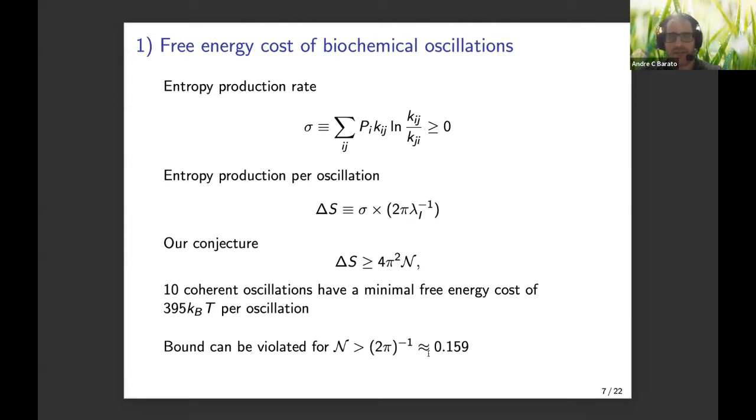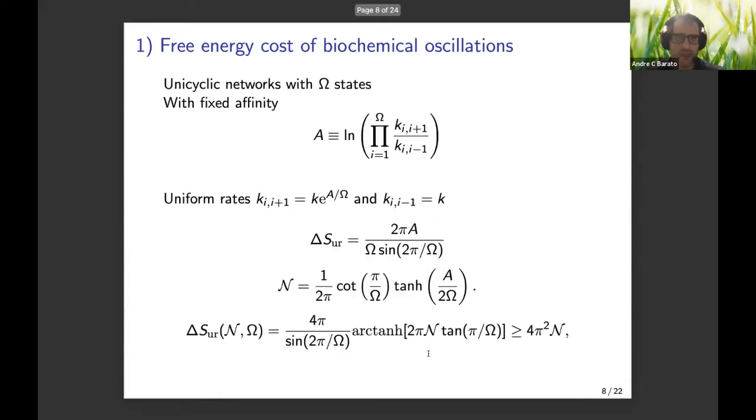Okay, so the inequality is not true for any value of n, only if it's above this regime. But of course, it can only be violated if the number of coherent oscillations is really, really low. And any real biochemical oscillation will not be in this regime. Okay, but mathematically, it's a relevant thing if you are thinking about proving the bound. So let's now explain. This is again a conjecture. I'll try to explain how we obtained this conjecture. It's a very well supported conjecture. So the first thing you do is start with a unicyclic network.